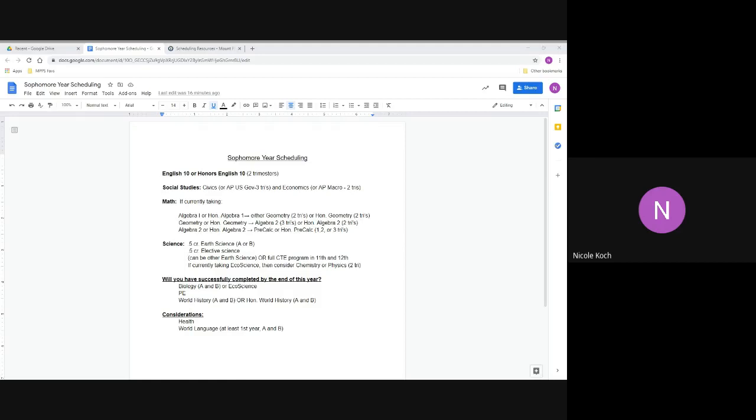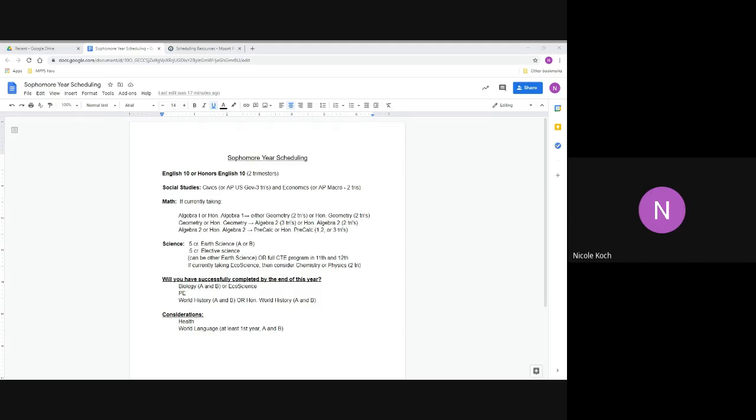The other things you want to think about is, have you completed Bio A and B? Have you completed PE? Have you completed World History A and B, or Honors World History A and B? Back to the science, maybe you took Eco-Science. Those are some of the cores that you really want to think about getting taken care of moving into 10th grade. If you have not finished all of those, you definitely want to make sure those are scheduled into your 10th grade year. Other things to consider, have you taken health yet? If you've not, then you probably want to schedule that into your schedule for next year.